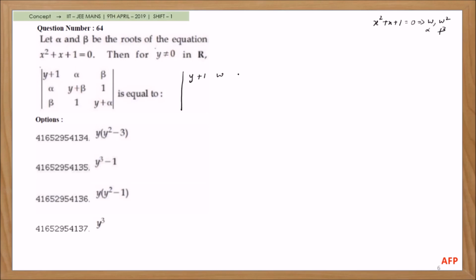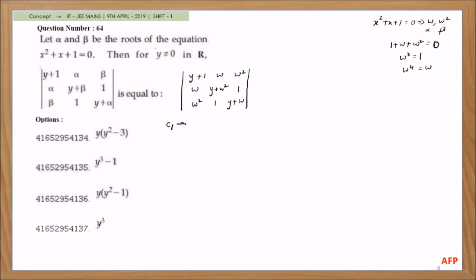Alpha is omega, beta is omega square. Omega square 1 omega. So two properties are there: 1 plus omega plus omega square is equal to 0, and omega cube is equal to 1. So omega raised to 4 is omega. Like this you can write it.